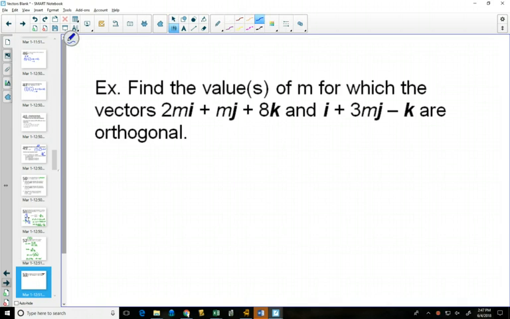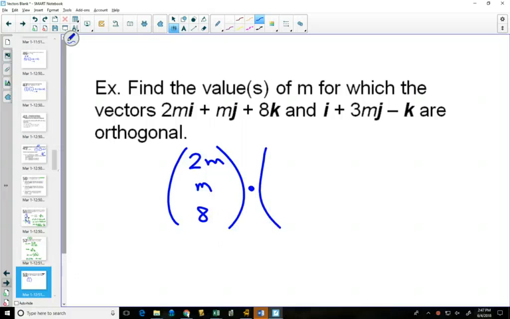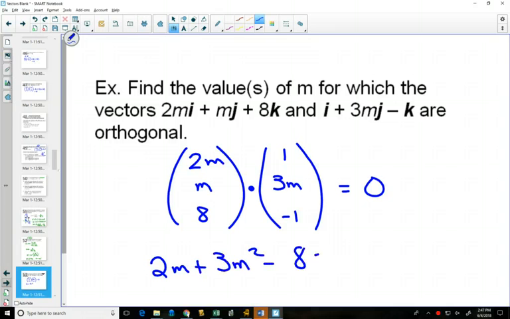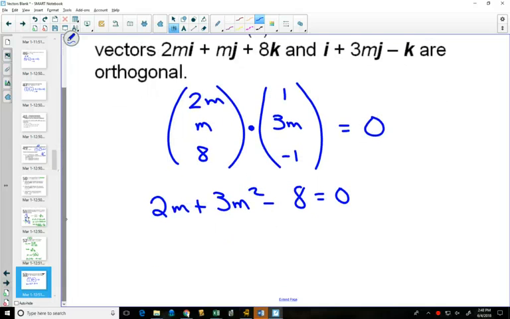In this question, you need the two vectors to be orthogonal. So what do we know about orthogonal? If they're perpendicular, the dot product is going to equal 0. So we take our first vector, 2m, m, and 8, dot product with 1, 3m, and negative 1, and we need this to equal 0. Multiplying this out, this will be 2m plus 3m squared minus 8 equals 0. It's a quadratic equation.